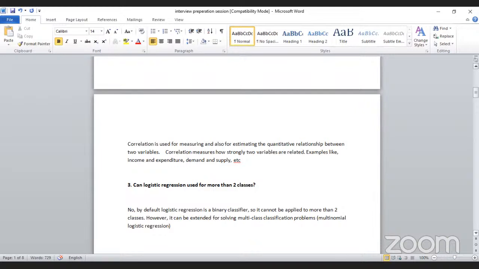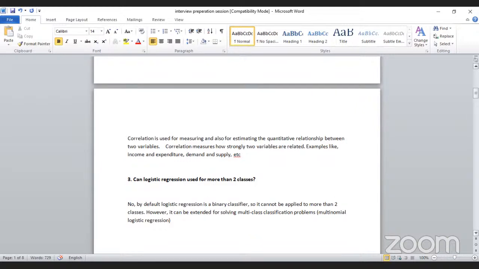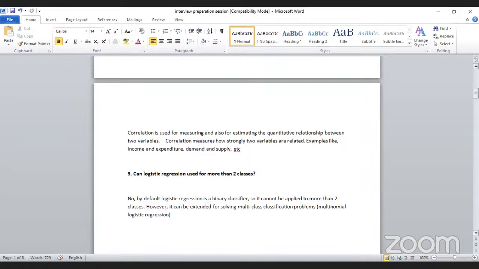Yes, Rohit, we can use it when we are solving multi-class classification problems. So it is multinomial logistic regression. But by default, logistic regression is a binary classifier.